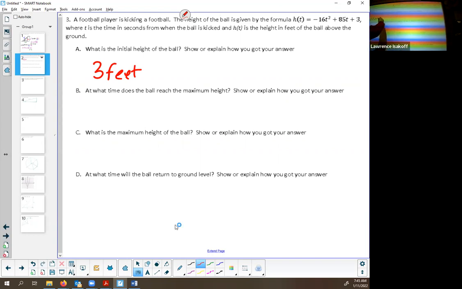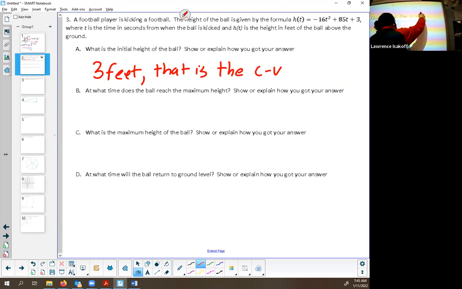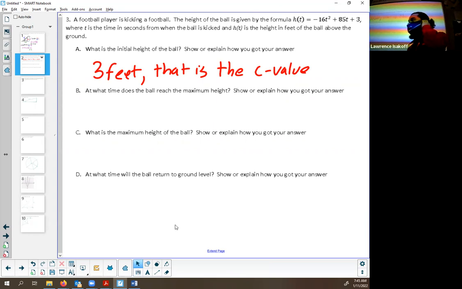As that was the unit we were told we're using, 3 feet. That is the C value. What time does the ball reach its maximum height?